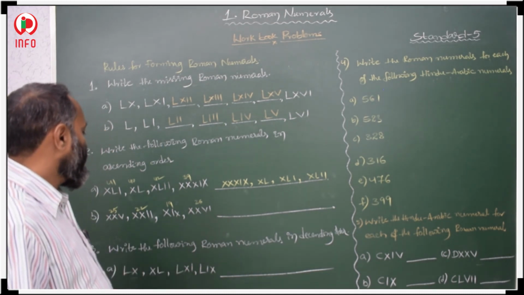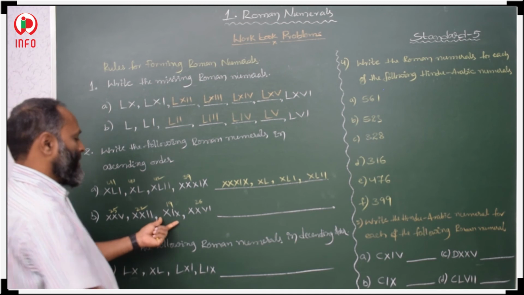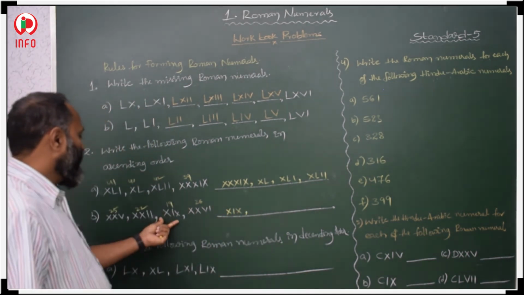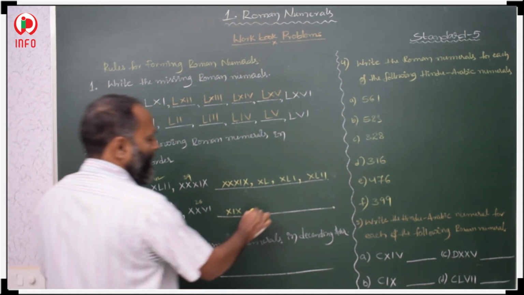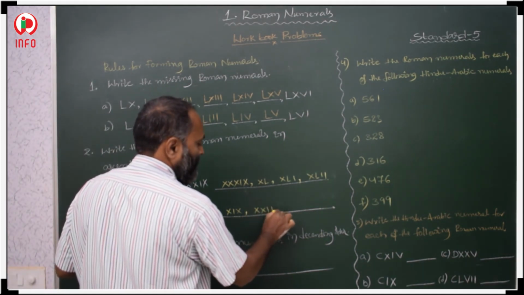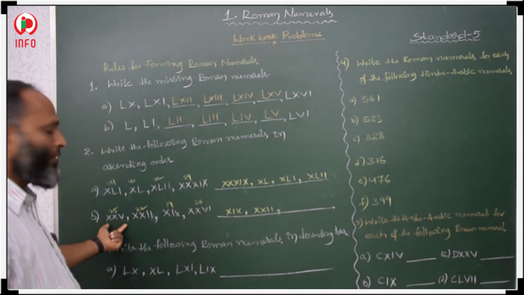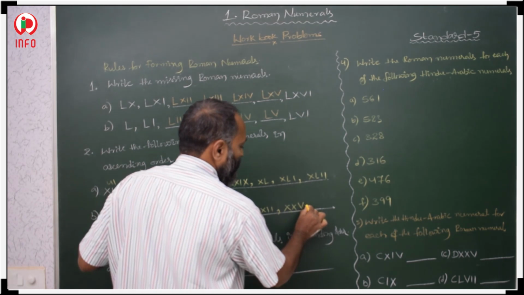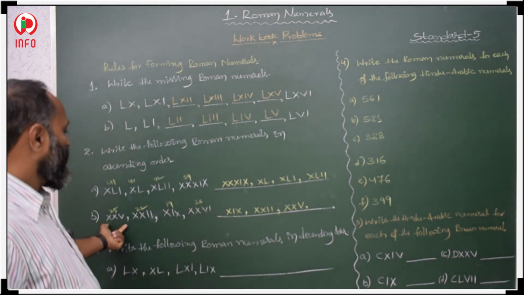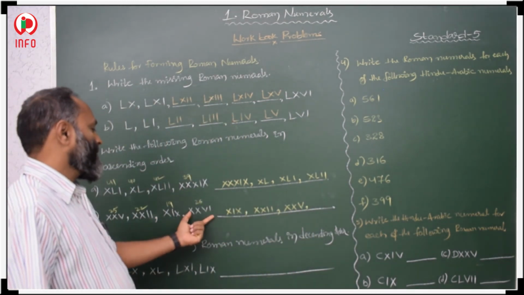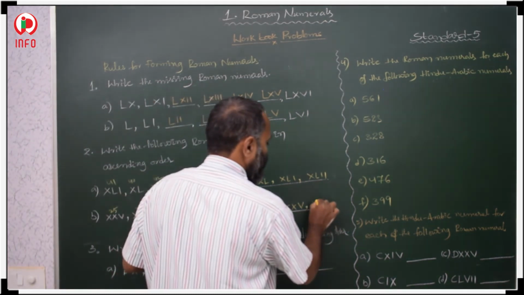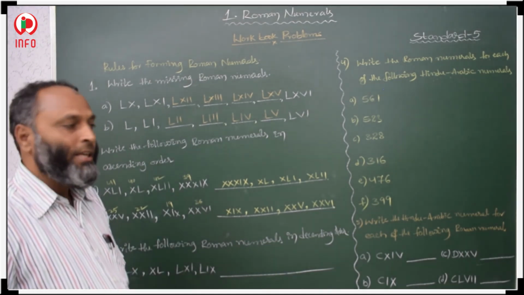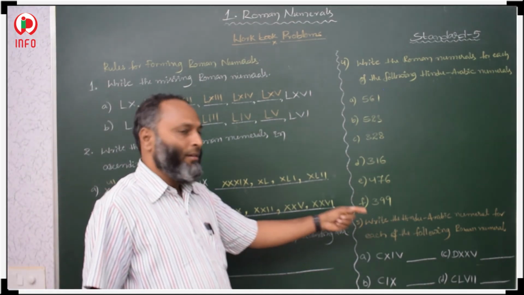Then ascending order. Ascending means increasing order. First we take the smaller one. 19 is the smaller one, XIX. Then a little bit bigger than this, 22, XXII. Then 25, XXV. Next, 26, XXVI. So in this way we have to arrange in ascending, increasing order.